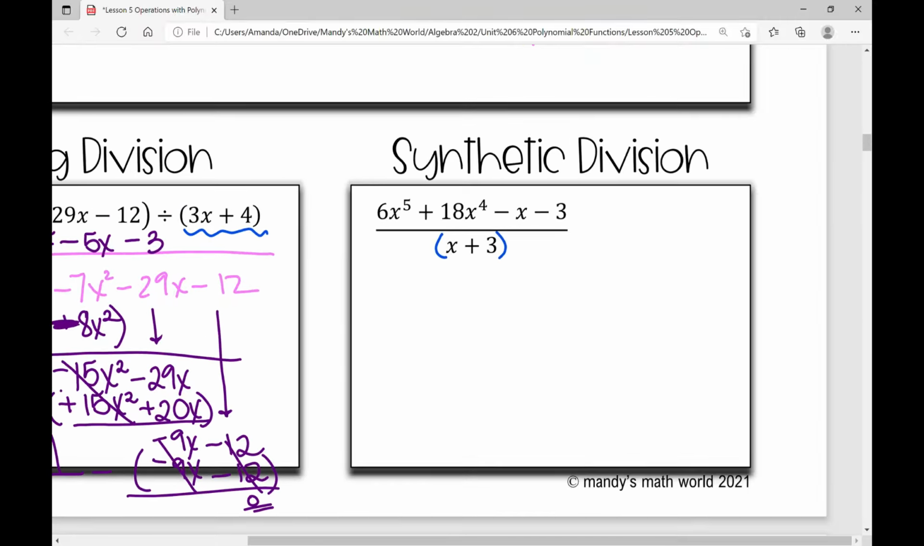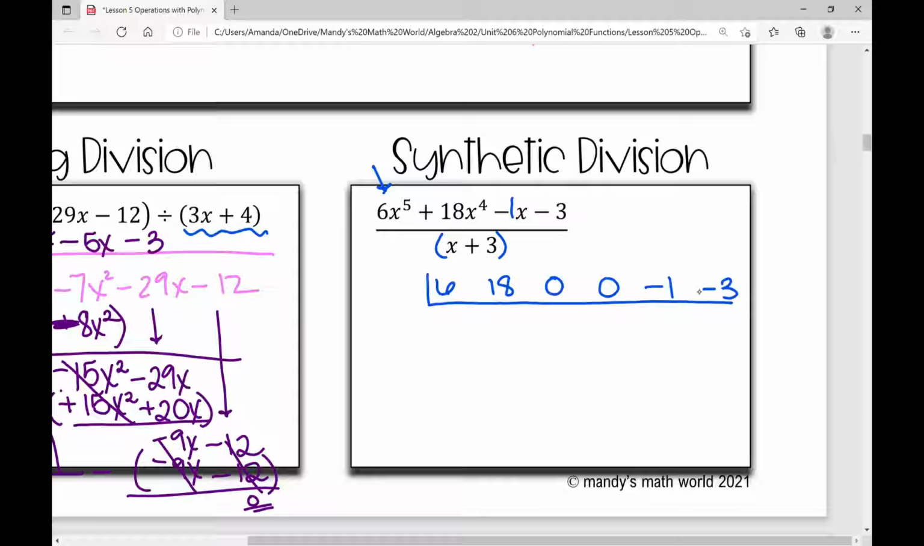How does synthetic division work? First, I'm going to put my dividend in here, this 6x to the 5th plus 18x to the 4th, but I'm only going to use the coefficients. Starting with 6, then I've got 18, but notice I don't have an x cubed term or an x squared term, but I do need a placeholder. So I've got 0 for my x cubed term and 0 for my x squared term. -1 is the coefficient for the x, and then -3 is the constant.